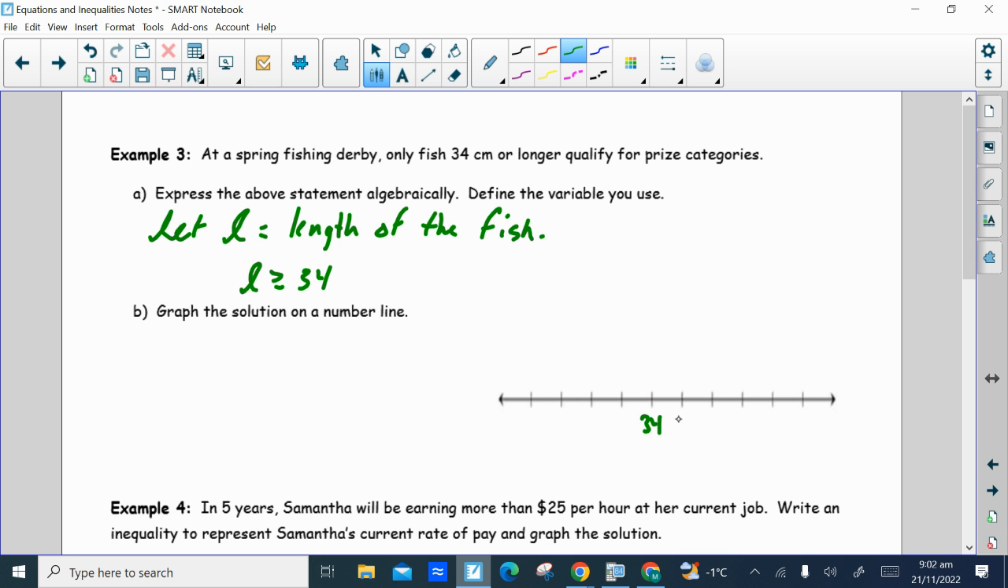If you want, you could definitely put other numbers there. I'm going to skip the 35 just so everything's not so squished together, but that represents 35. The next one is 36, 37, 38. As you go to the left, you get smaller. So if we go down, that'll be 33, 32, 31, 30.